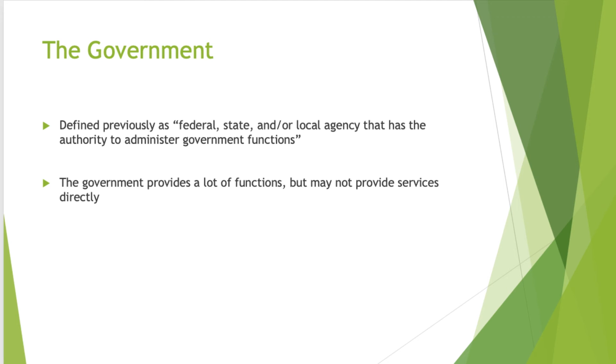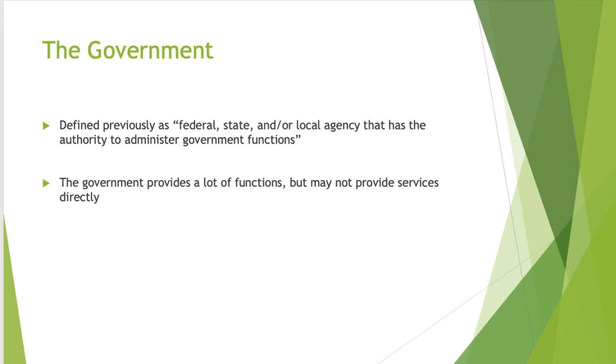Now, the government provides a lot of functions, but they may not provide these services directly, meaning that they may contract to third parties to do their job. They might privatize, or contract out a specific construction company to build the roads, or a specific company to clean your water and sewage. It's not directly done by the government. They have other third parties who participate.